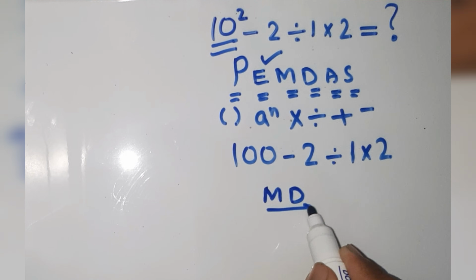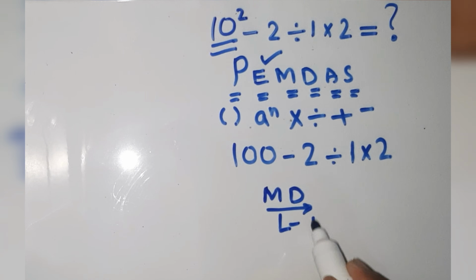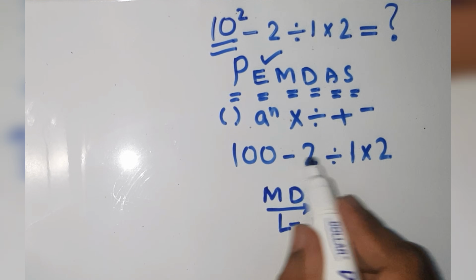But remember one important thing, division and multiplication always work from left to right, and the same rule applies to addition and subtraction.